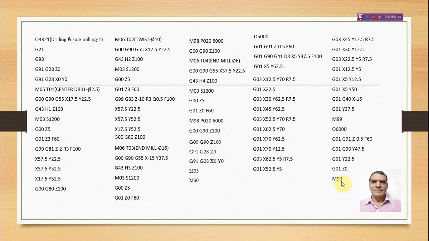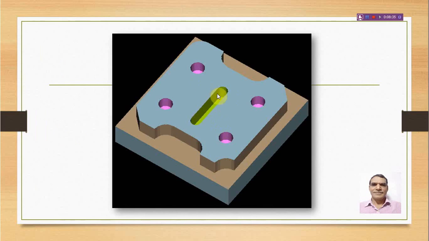Once M99 is over, again the machine will be going back to this line G00, G90, Z100, and then going back to reference point, switching off the spindle, M30. The program is completed. Like that, the program is to be written. So this is the entire program. We have 4 operations: spot drilling, peck drilling, side milling, and then this is for slot milling. Finally we will get the product like this.